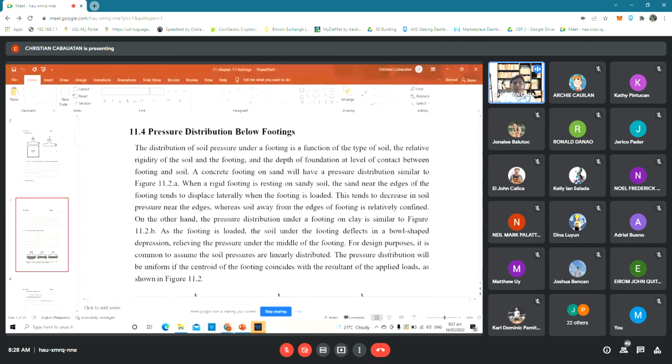So the pressure distribution below the footing. The distribution of soil pressure under the footing is a function of the type of soil, the relative rigidity of the soil and the footing, and the depth of the foundation at the level of contact between the footing and the soil. A concrete footing on a sand will have a pressure distribution similar to figure 11.2.